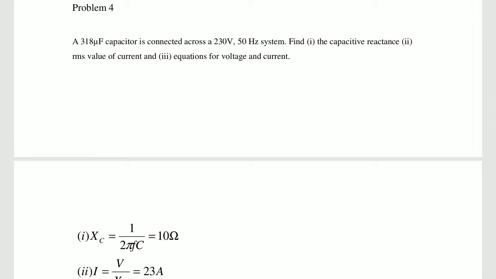Now calculate based on the capacitance problems.